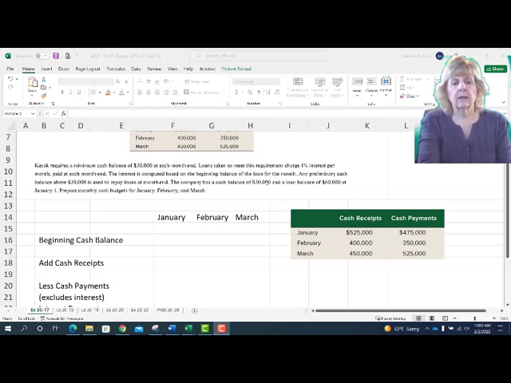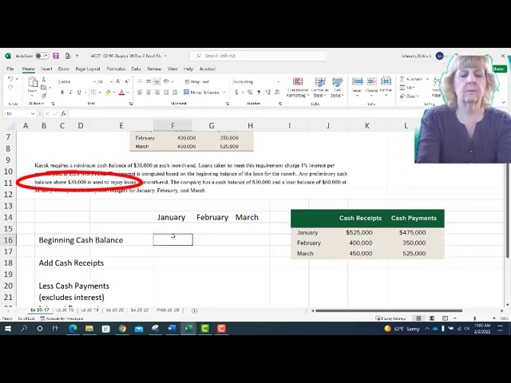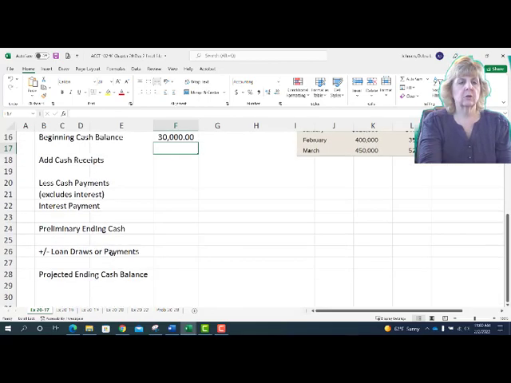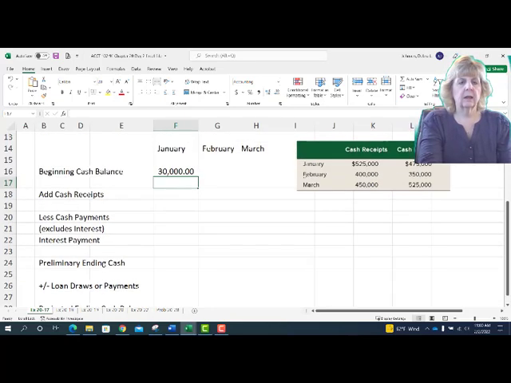The company has a cash balance of $30,000 as of January 1st. I'm going to pop that in first. And a loan balance of $60,000 January 1st. So we'll be making our first interest payment based on that $60,000 loan. In the interest of time, I've put months across the top. I put our little preliminary cash schedule that we talked about in the lecture below. Again, think about your own banking account or checking account. We're going to start off with our beginning balance. We'll add in the cash receipts.